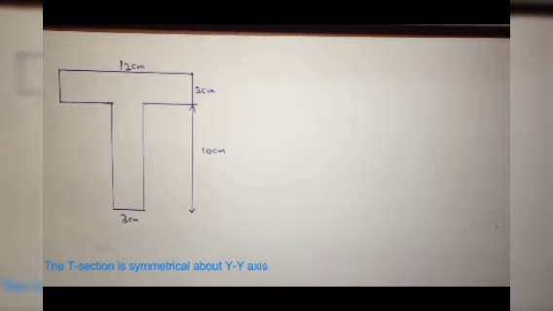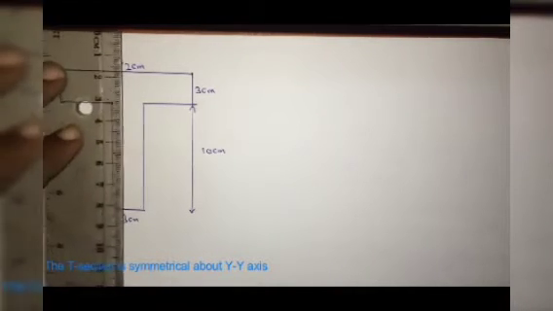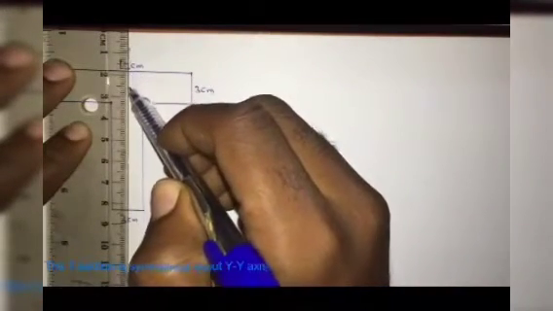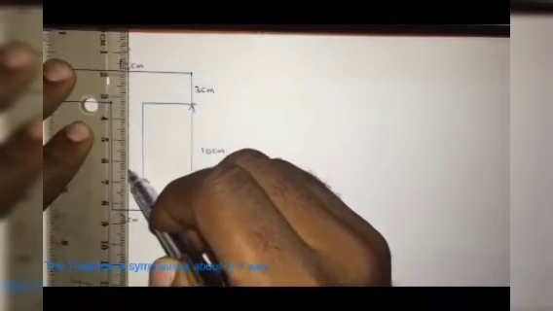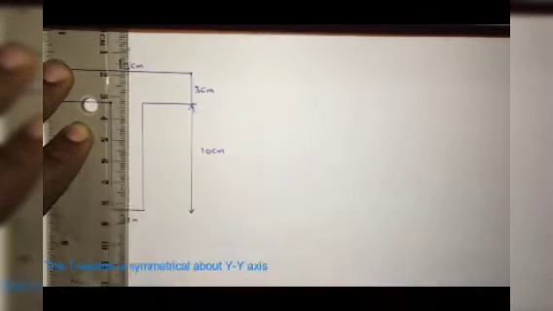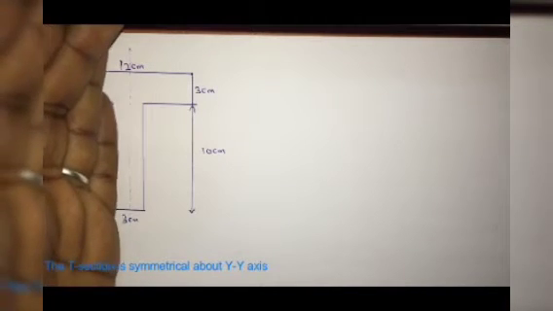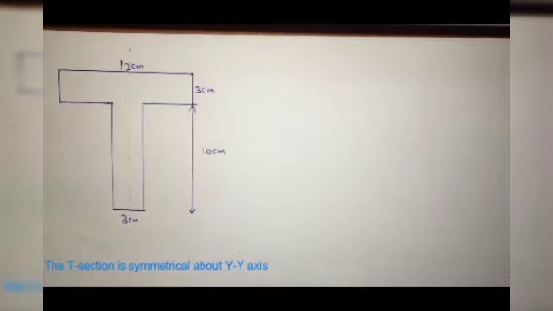What you are seeing here is a T section. If you look at the T section, it is symmetrical along the y-axis. Thus, if you are to cut this into two vertically, what you will have on the left side is going to be the same as what you are going to have on the right side.